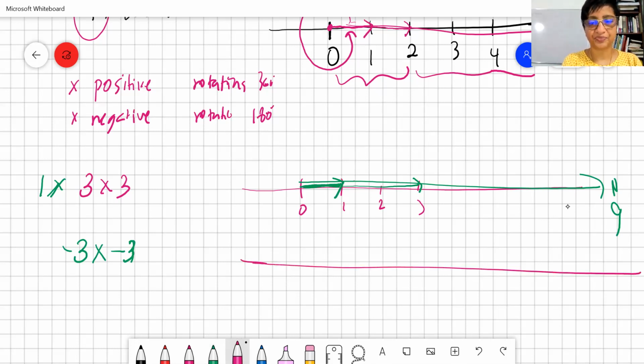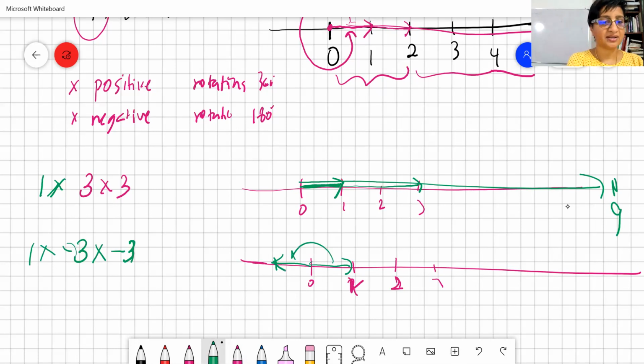Let's see how that happens from this model that I just showed you. So you have 0, 1, 2, 3, and all that. You start with 1, and then when you come to the negative sign, that means you have to turn. This has to turn, so it will come here. And times 3 means in that direction you will go to 3, so that's negative 3.